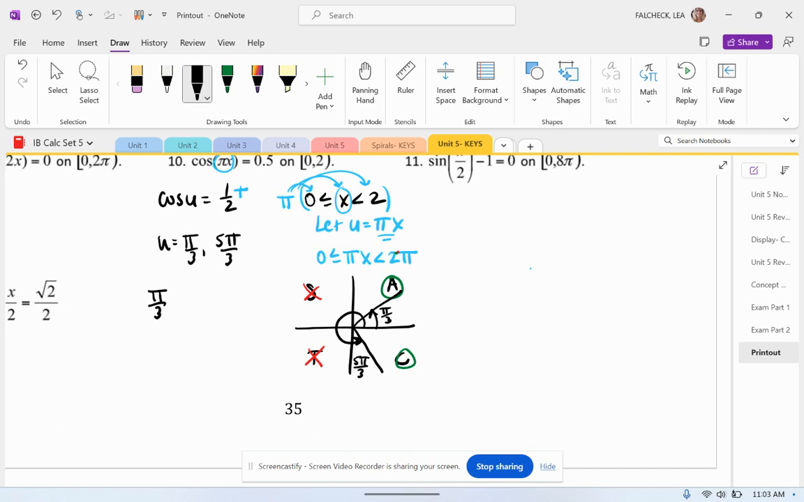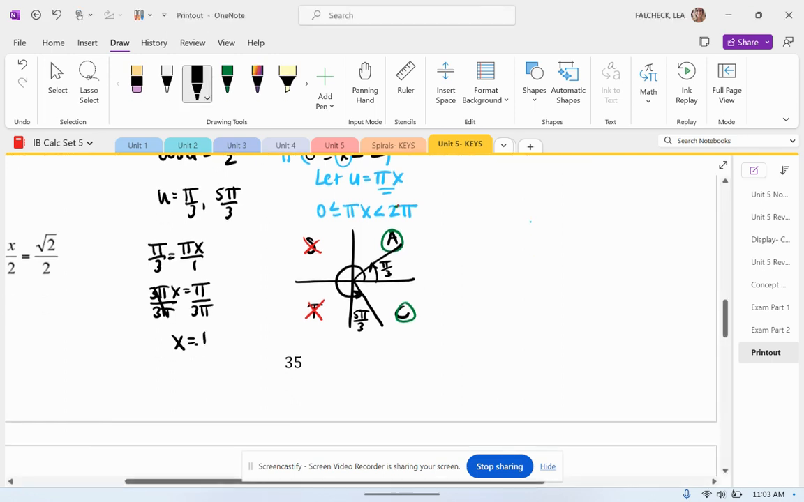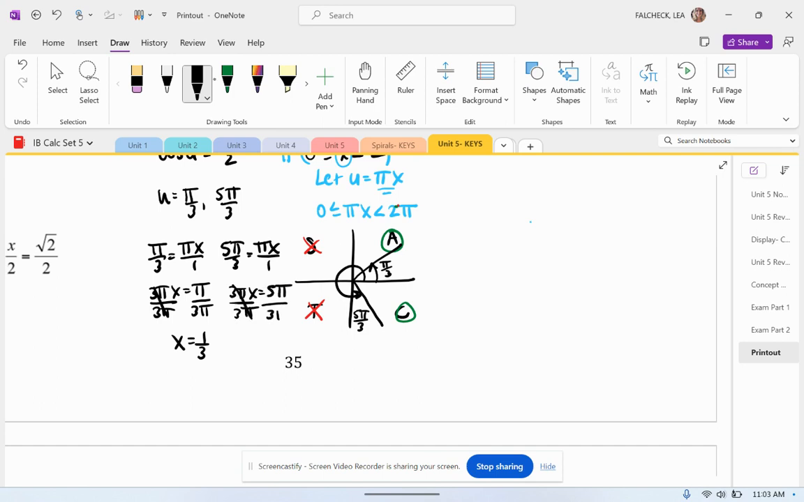Let's take those solutions and set them back equal to our substitution, which was pi x. I now have 3 pi x equals pi. Divide both sides by 3 pi. Pi's cancel, and I'm left with x equals 1/3. 5 pi over 3 is equal to pi x over 1. 3 pi x equals 5 pi. My solutions are x equals 1/3, x equals 5/3.